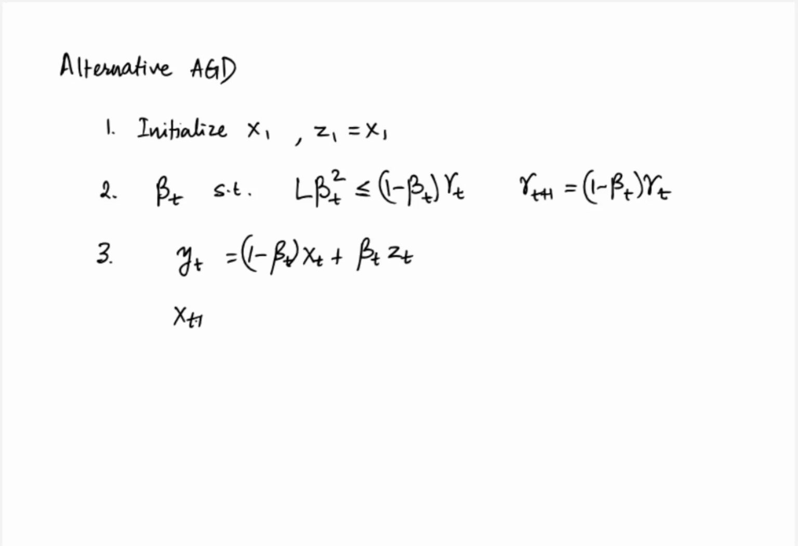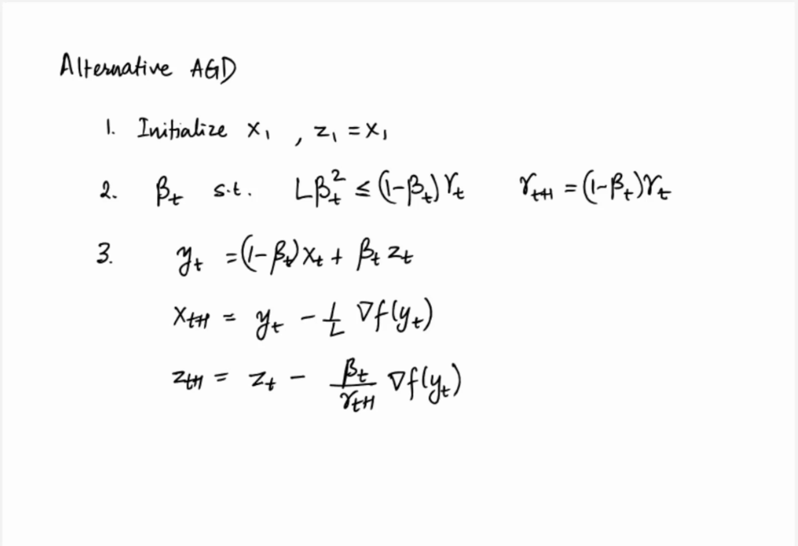xt plus 1 equal to yt minus 1 over L gradient f of yt, and zt plus 1 equal to zt minus beta t by gamma t plus 1 into gradient f of yt. This form is interesting because you can see that we are maintaining two different iterate sequences, xt and zt. We take a step along the negative gradient, but in one case we are starting at yt and in the other case we are starting from zt. And finally, we take yt as the convex combination of these two steps.